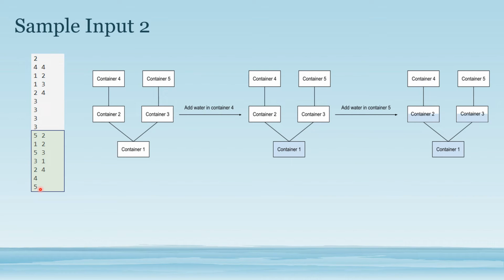And then there are two queries, adding water to 4 and adding water to 5, but it doesn't matter, okay. When you add water to any container two times, then the bottom container will be filled completely. Since there are two containers in this level, this will be filled half and half. Okay, now I think it's time for us to go to the custom example.